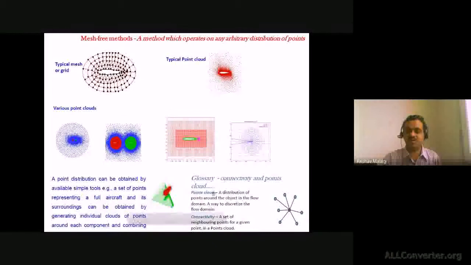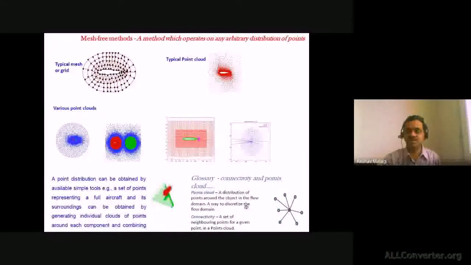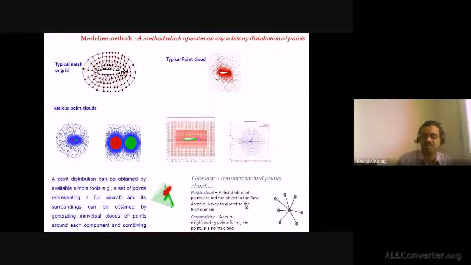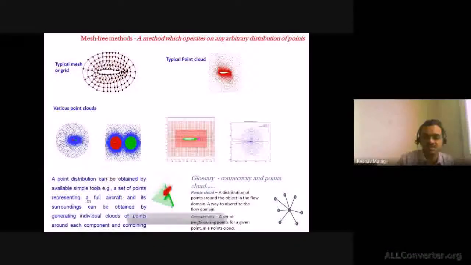So typically, a point cloud is a distribution of points around the object in the flow domain, and connectivity is a set of neighboring points given a point. So if you have a point, you should know its neighboring points. Okay. So you can generate a point cloud by generating point clouds around each individual geometry and then merging them to form a large cloud.